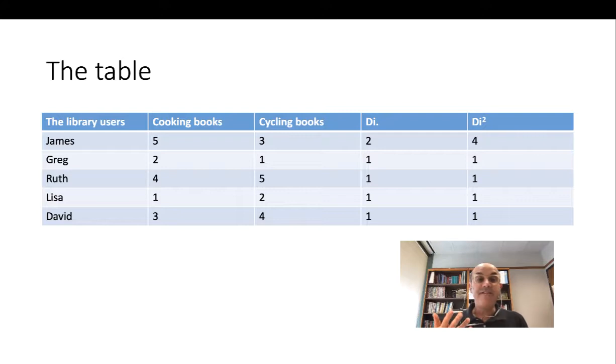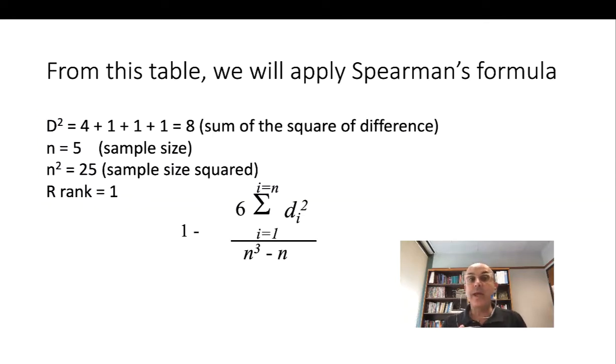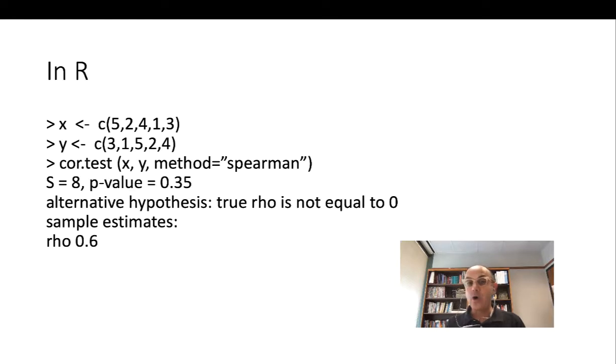So we have 5 people: James, Greg, Ruth, Lisa, and David. And there are the cooking books that they read, and the bicycle books they have. We have the 1 and the 2, and those are the numbers that we use. So the sum of the squares of the differences is the d square. In this case, 4 plus 1 plus 1 plus 1, it is equal to 8. And n, the sample size, is 5, and n square is 25. So this is the way we are going to implement that.